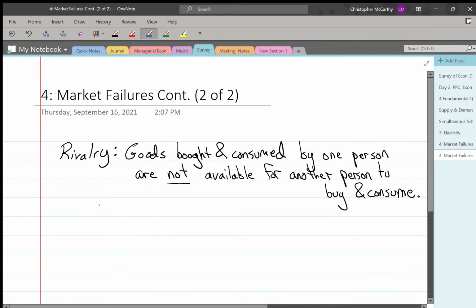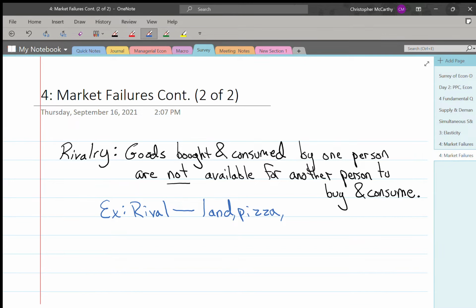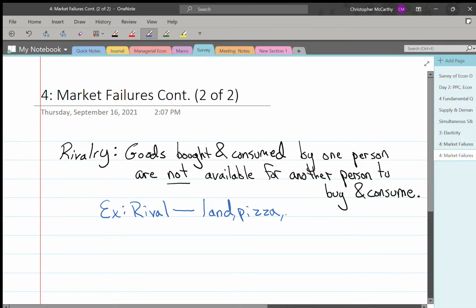So what would an example of a rival good be? Land? Pizza? I mean, your seat in this class, right? There's a limited amount of seats in class. This class isn't full, but the other one is near full. Online ones get full a lot. So those are definitely rival.